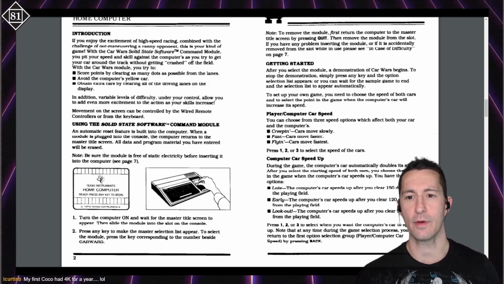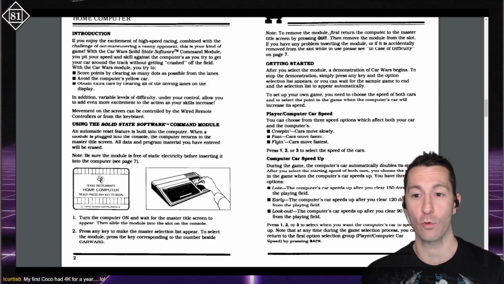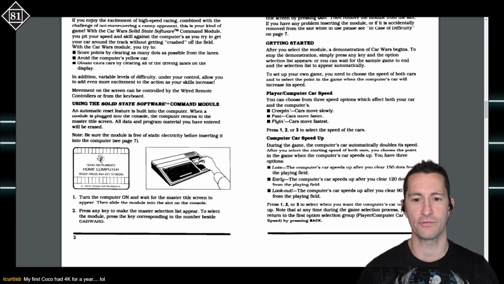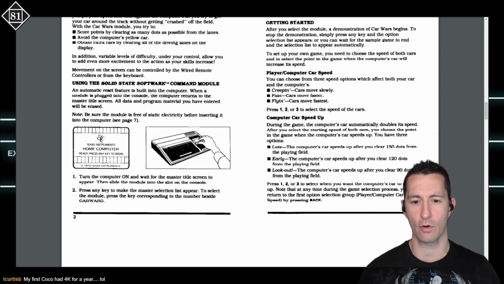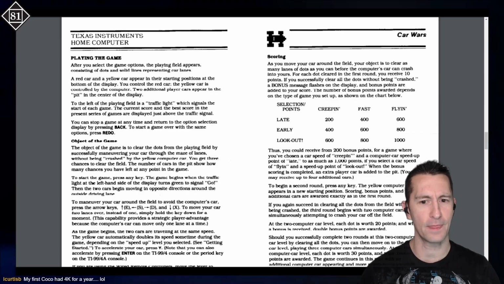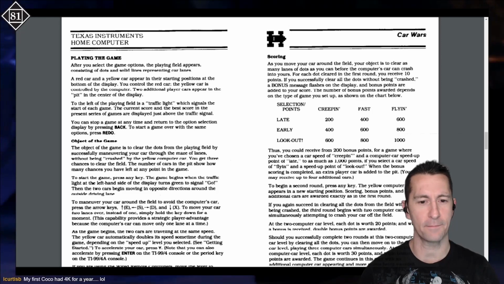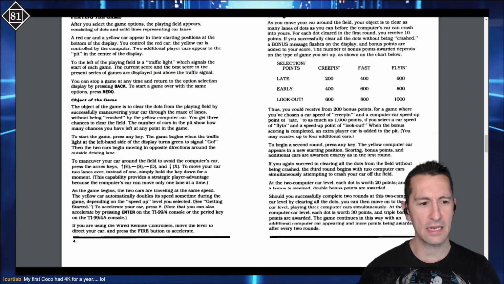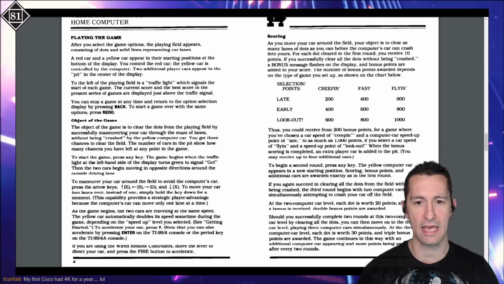Getting started, you select the module. A demonstration of Car Wars begins. And then you can choose your car speed, creeping, fast, or flying. And then it shows how the cars speed up and slow down. I really don't think we need the manual for this one, because it's the same thing we played. Yeah, it's the same idea. It does show you how the scoring goes, but man, it's a lot of text for, it's basically head-on.